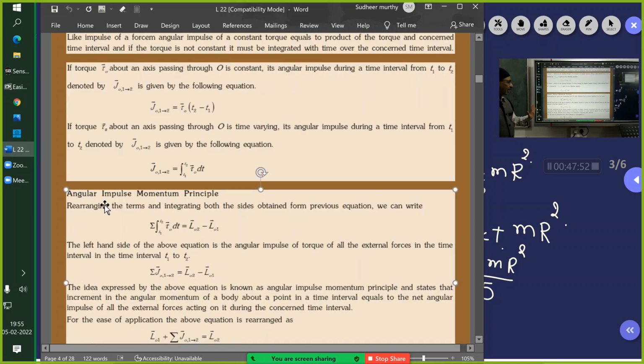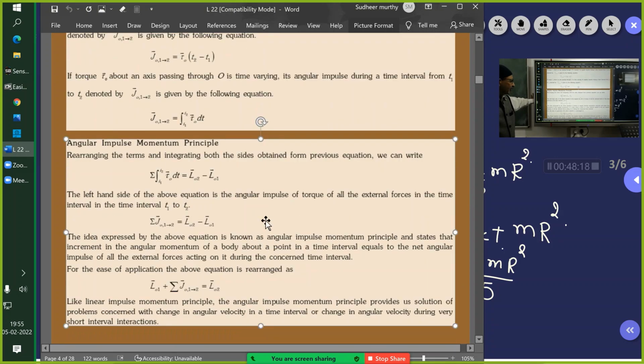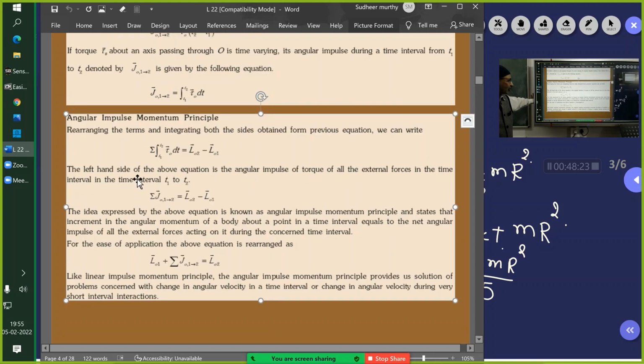Now the angular impulse momentum principle. Rearranging, we get the summation of the integral of tau dt equal to the change in L. This is called the angular impulse momentum principle. We have a similar impulse momentum principle in linear motion. If in an examination they ask you, you have to write this and write a sentence or two about what you mean by the left hand side and right hand side.